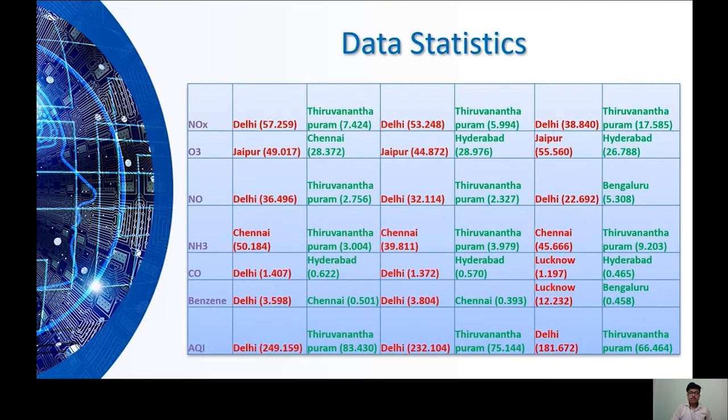We observe in these tables that Delhi appears frequently as the city with highest pollutant concentration for different pollutants over the 3 years. Similarly, Thiruvananthapuram appears most times as the city with lowest pollutant concentration. So, we can say among the 7 cities we have considered in our analysis, Delhi is the most polluted city and Thiruvananthapuram is the least polluted city.